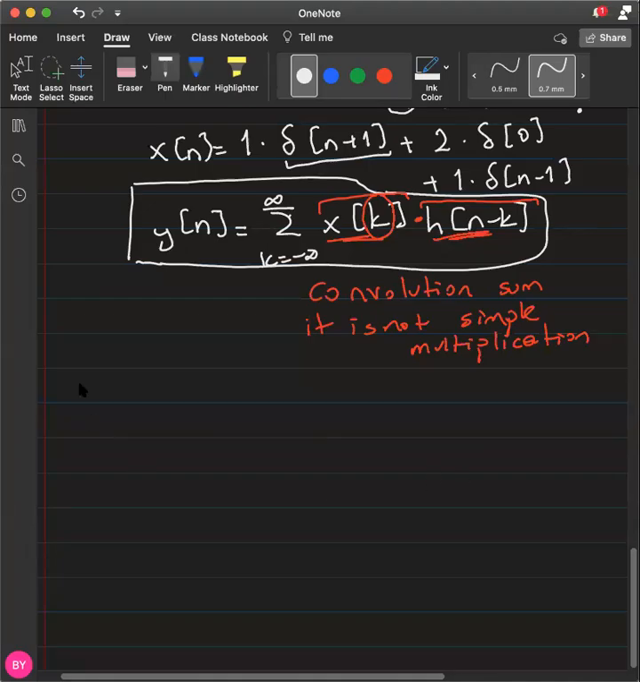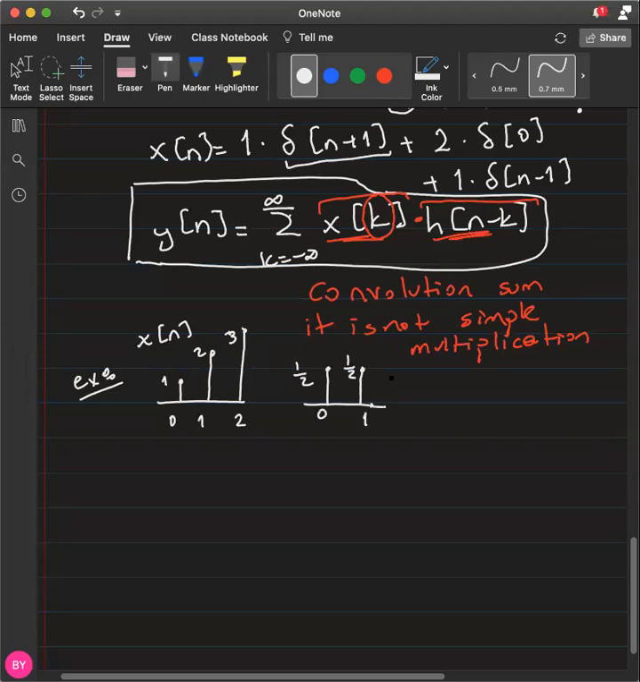Now I will give you one example about convolution sum. Arkadaşlar, this is my input signal, which is 1, 2, and 3 at 0, 1, and 2. And this is my x of n. And my h of n will be this, 1 over 2, 1 over 2 at 0 and 1. Okay, this is h of n. And these are the sample numbers, and these are the, let's say, voltage values.